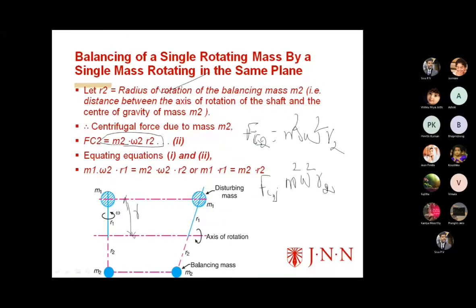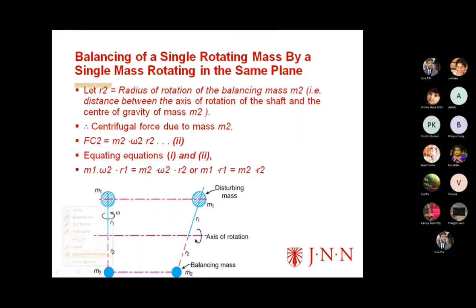FC2: as already discussed, centrifugal force depends on the mass, its distance, and the angular velocity. Equal value in the opposite direction, so FC1 equals FC2. Equating equations 1 and 2, FC1 equals FC2. Now what will come? Write FC1 equals FC2. So what is the FC1 value?